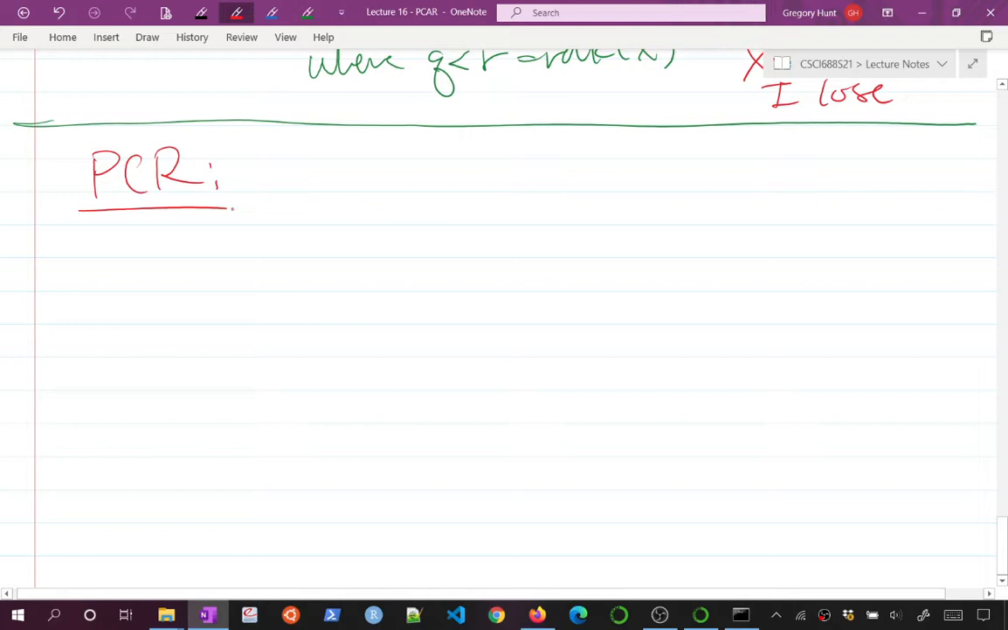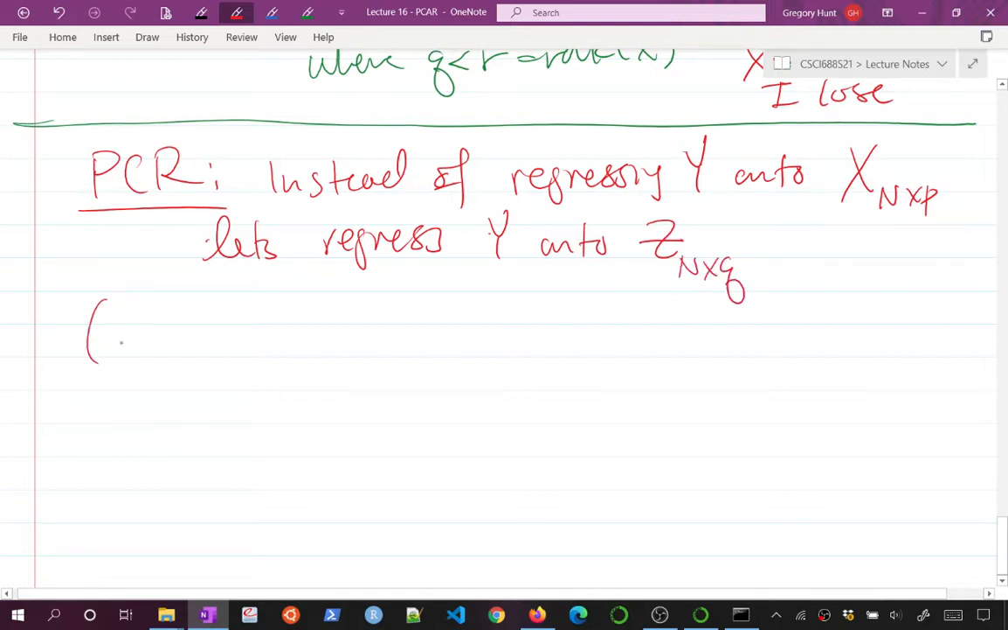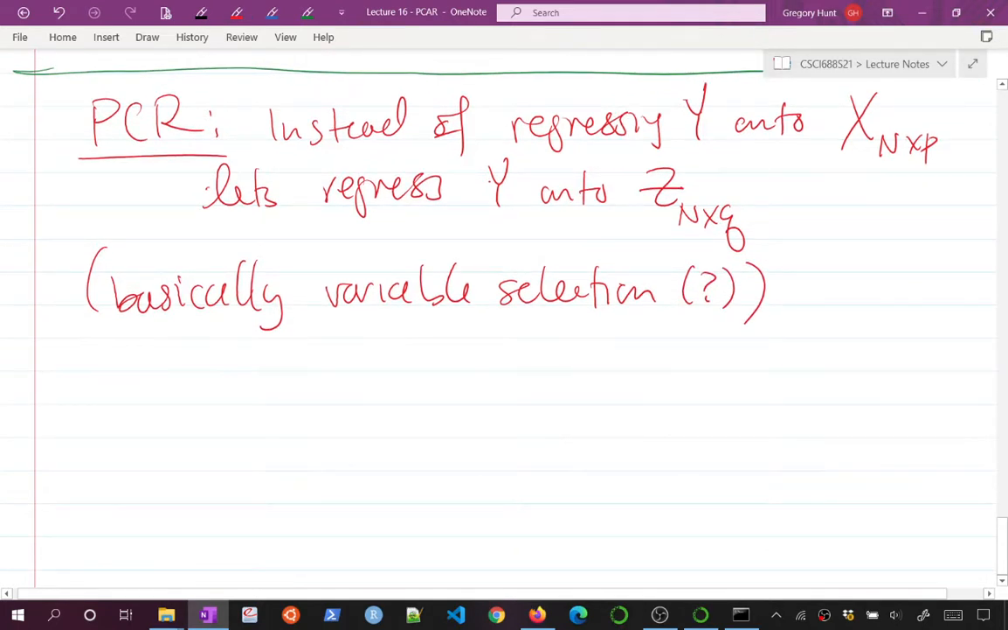And the idea with PCR is that instead of regressing y onto x, which is n by p, let's regress y onto z, which is, of course, n by q. So this is basically variable selection? It's not quite selection, but it's reducing the number of variables we have, right? So here again, q is going to be chosen to be much smaller than p.